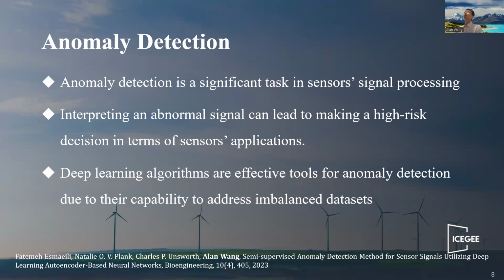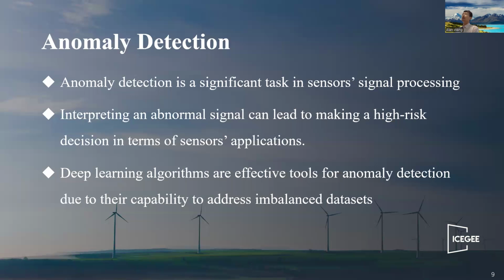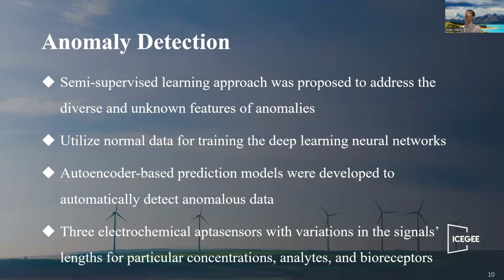So how to remove the anomaly? Remove the anomalous data by utilizing anomaly detection. The deep learning algorithms are very effective, so we will show some results based on our experimental comparisons. Deep learning is quite effective for anomaly detection, especially its capability to handle the imbalanced data set, which is very common in the real world.